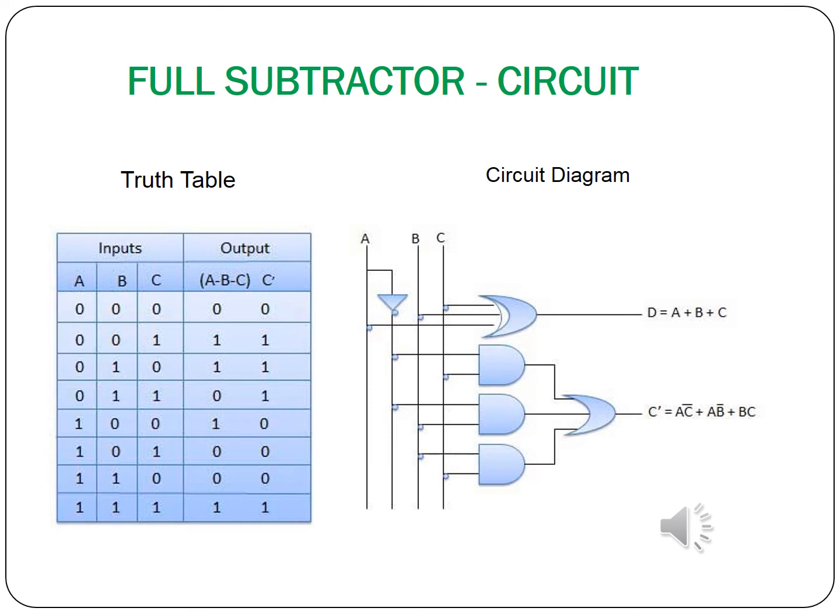For 1 1 1, all the inputs are high, and the full subtractor circuit produces a difference output of 1. The borrow for the corresponding inputs: 0 0 0 is 0, 0 0 1 is 1, 0 1 0 is 1, 0 1 1 is also 1, 1 0 0 is 0, 1 0 1 is also 0, 1 1 0 is also 0, and when 1 1 1 is given, the borrow is 1.